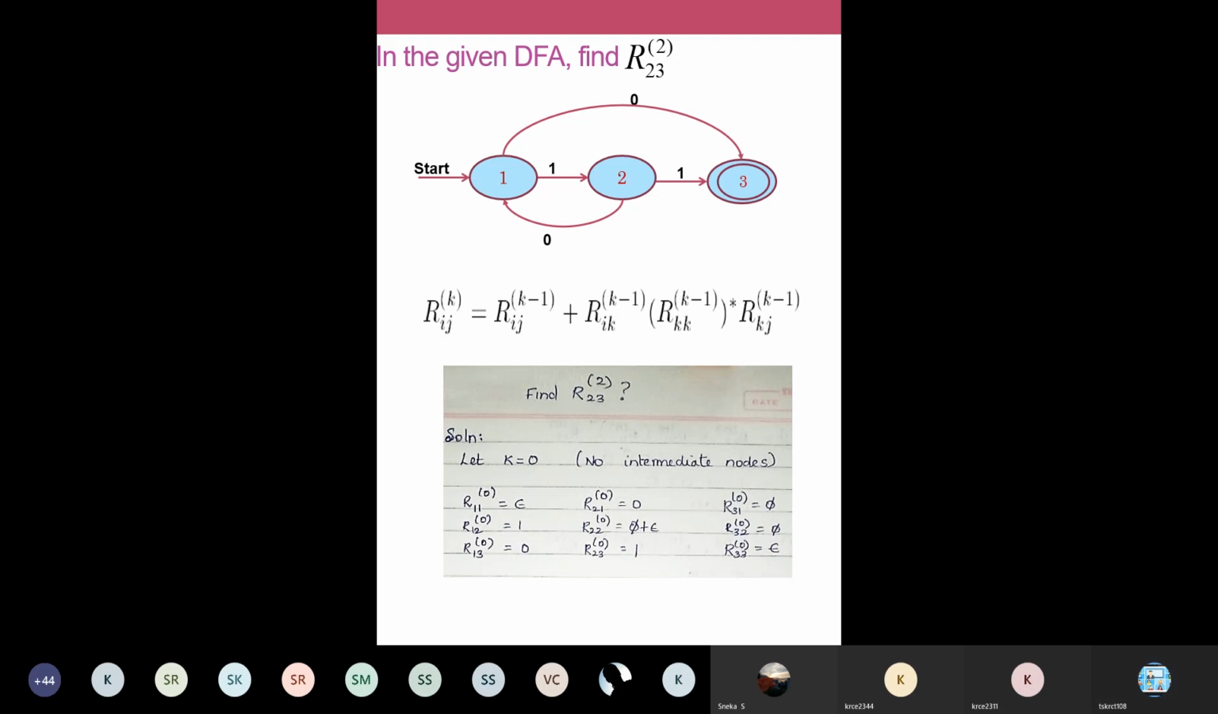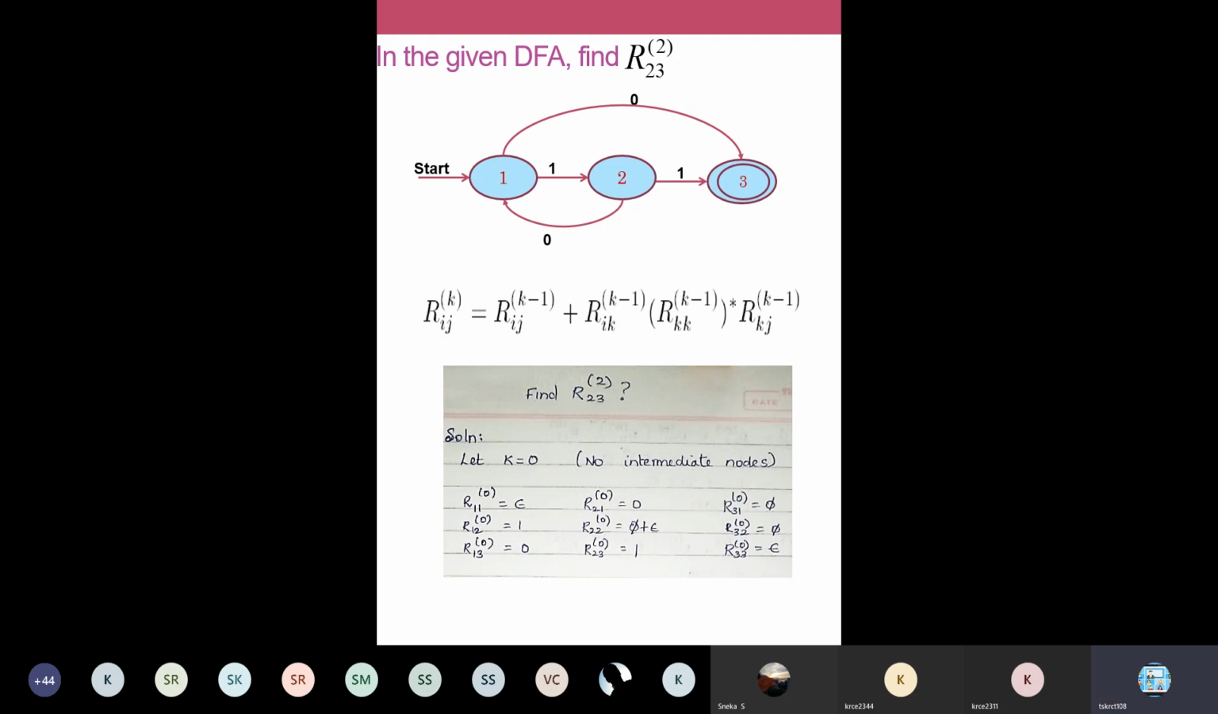Okay. So by the side in your notebook, you just write down R13 of 3 is the regular expression for this entire diagram. But now we are going to find out only R23 of 2. Till R23 of 2. So write the formula here.